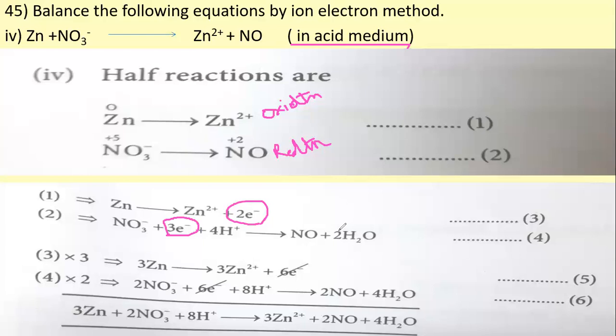So the last equation will be 3 Zn plus 2 NO3- plus 8 H+, that leads to give 3 Zn2+ and 2 NO plus 4 H2O. Okay, so this will be the balanced equation, right?